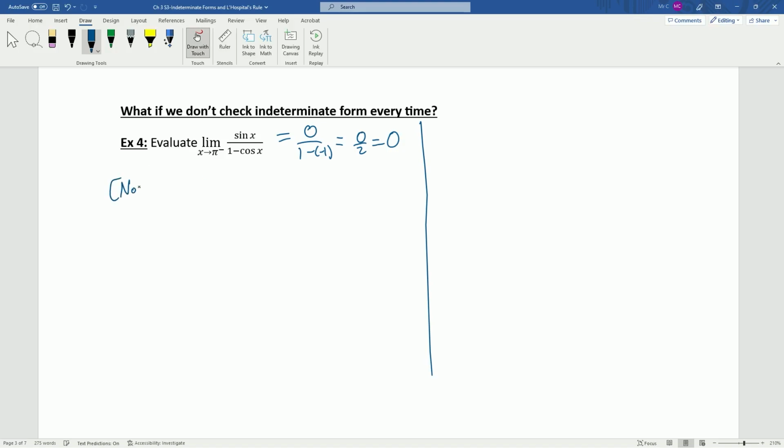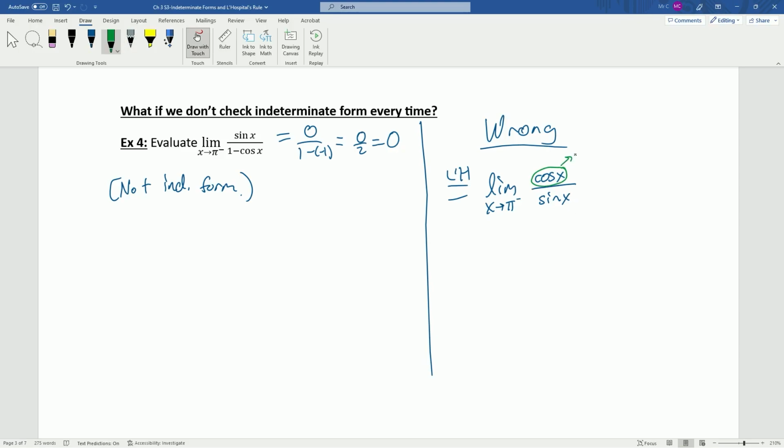So again, this is not an indeterminate form. And I want to be clear that what I'm doing now is wrong. L'Hopital's rule does not work here. But let's just see it. Let's see if I try to apply L'Hopital's rule, what do we get? Well, the derivative of sine of x is cosine. The derivative of 1 minus cosine is 0 minus negative sine. That's a positive sine. And so when I look here, cosine of x is approaching -1. Sine of x is approaching 0 from positive values. Right, we're in the second quadrant and sine is positive there. So that means this whole thing is approaching -infinity.